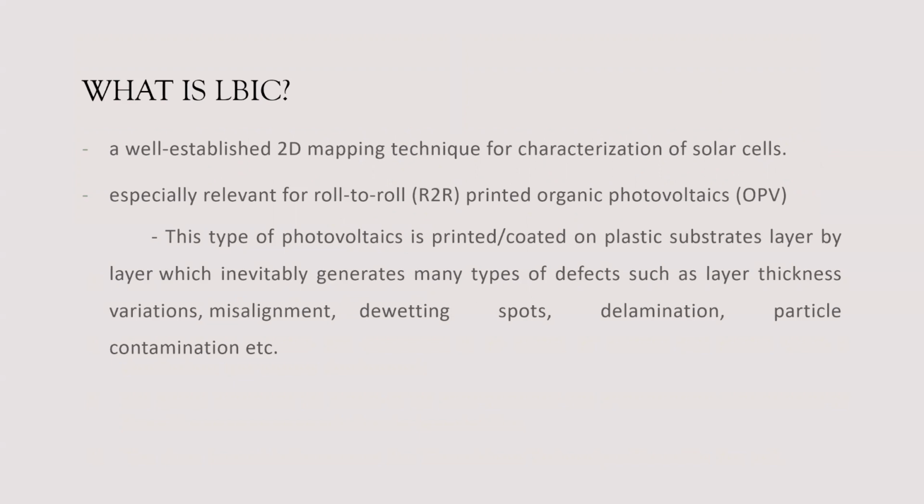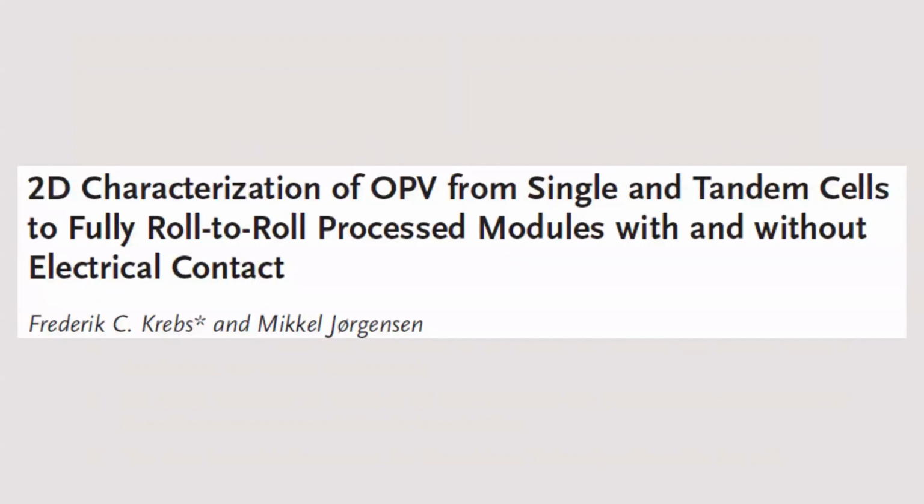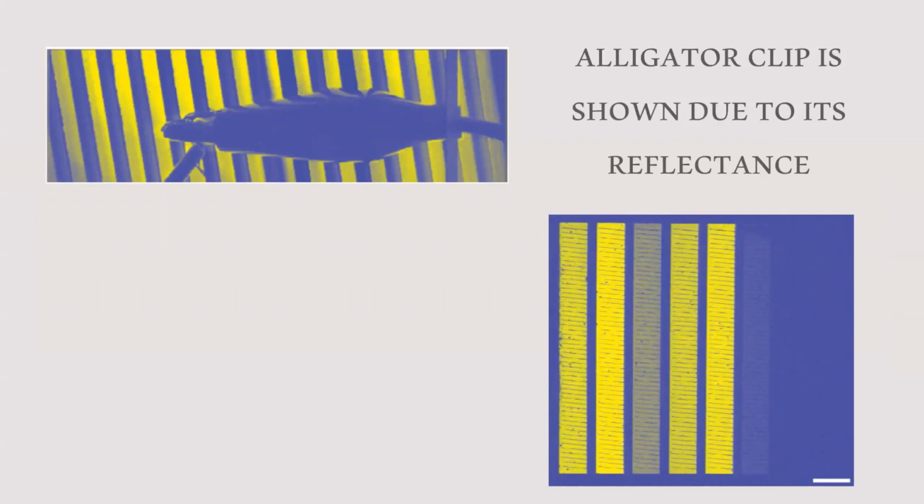So to properly illustrate the LBIC technique, we have a paper here entitled 2D Characterization of OPV from Single and Tandem Cells to Fully Roll-to-Roll Process Modules with and without electrical contact. This is authored by Krebs et al. Here we can actually see in the first figure the relative depths of the LBIC showing the different elements of the solar cell, along with their respective defects, shown by the blue imperfections in the solar cell.